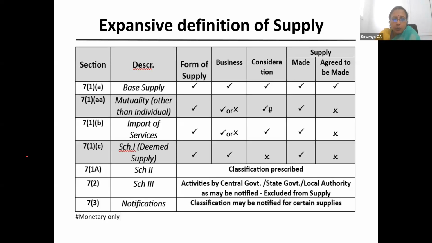So we have 7 subclause 1A, which is a basic supply. Then we have, based on the mutuality concept, more of a reinforcement of whatever was already prevailing. And 7(1)B is for import of services. 7(1)C, where there is no consideration. 7(1)A for classification, 7(2) for exclusions, and 7(3) is notifications to be given in future. This is the basic framework of the section.